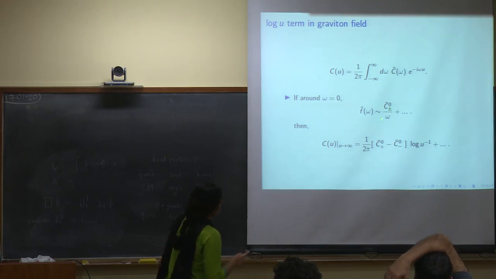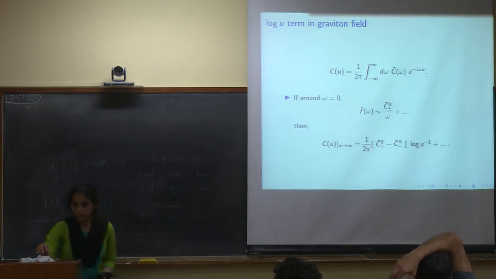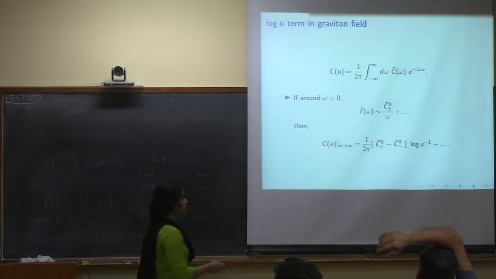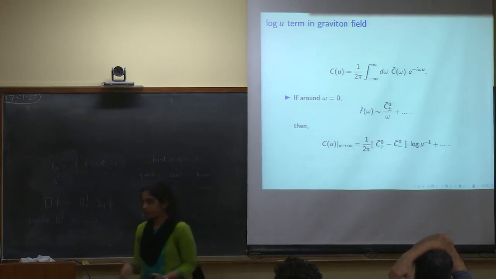Now I can just try to study this expression around small omega, and then it will introduce some log u terms. Let's just Fourier transform it. What will happen is, if this field is continuous as omega goes to 0, then this will just cancel. Let me write it.